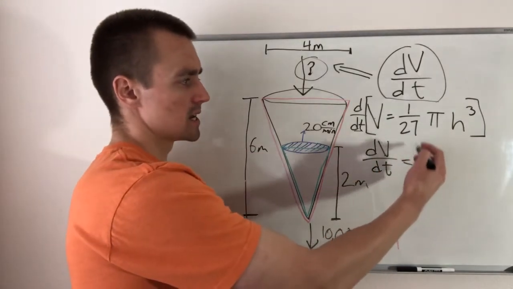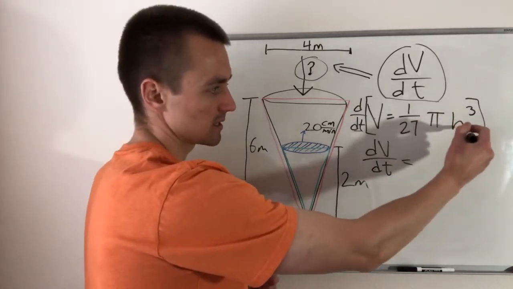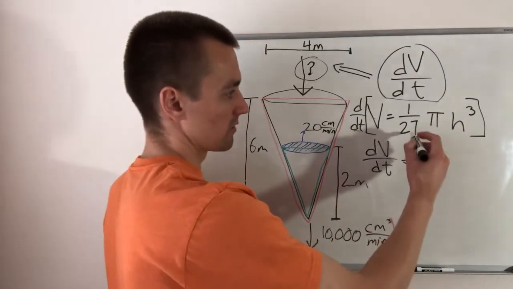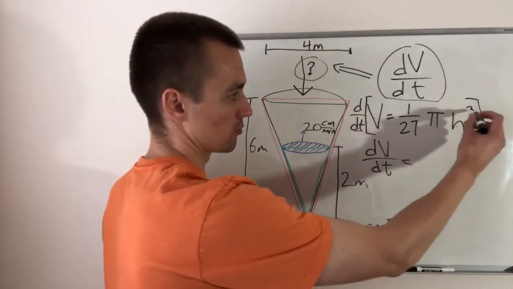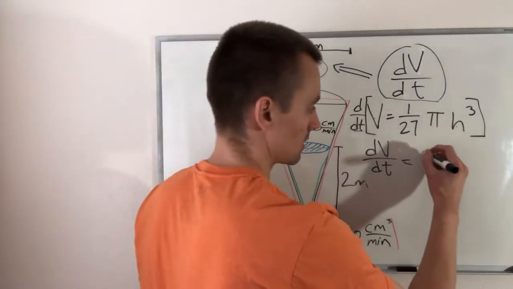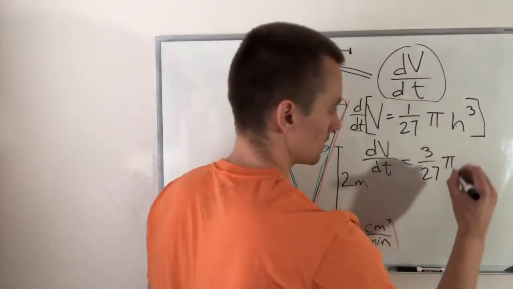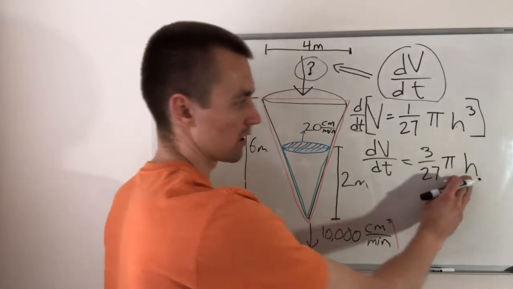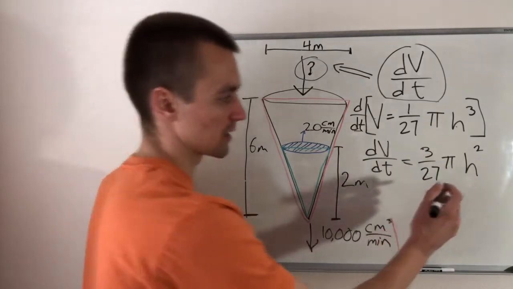So the chain rule says take the derivative of the outside function, leave the inside alone. So our inside in this case is just h. Our outside is all this other stuff. So take the derivative of the outside, leave the inside alone. So our h is just going to stay as an h, but we're going to do the power rule with all this stuff here and here. So the power rule says bring the power down in front. So we're going to get 3/27 times pi. And then we're going to leave the inside alone. So leave our h alone and then lower the power by 1. So that's our power rule, the derivative of the outside portion.